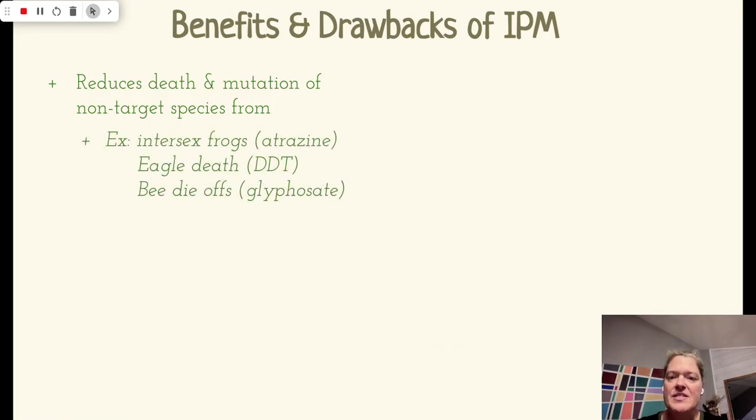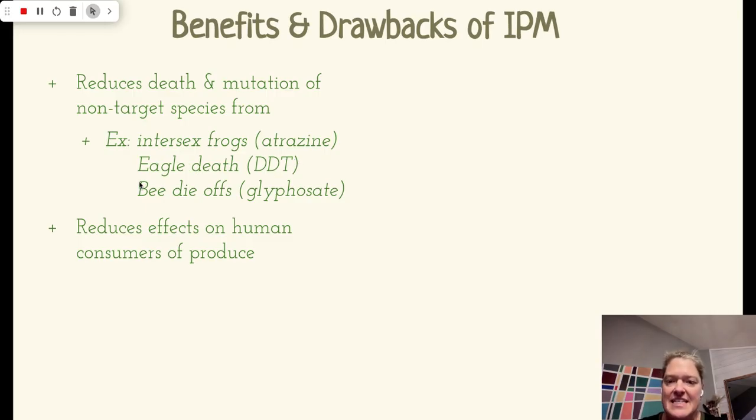Well, first of all, it reduces death and mutation of non-target species. So you get rid of these dangerous chemicals that caused unintended consequences with other organisms. The atrazine, like we talked about earlier, DDT, which killed off a lot of our bald eagles, and glyphosate, which is killing off bees, we get rid of that. And so that's a really good intended consequence, I guess, of not using chemicals.